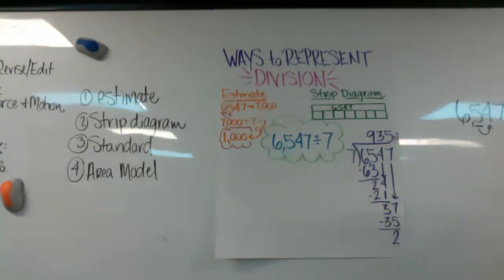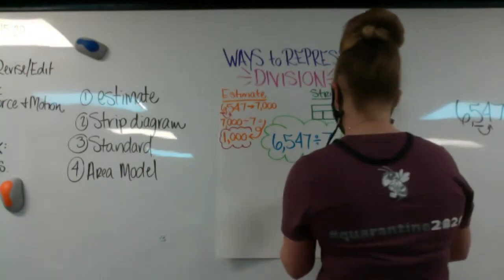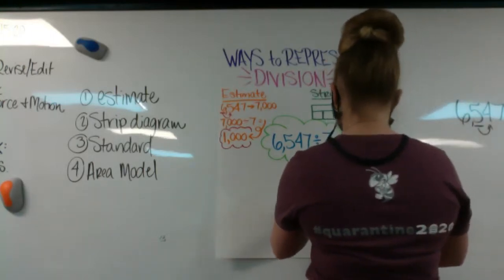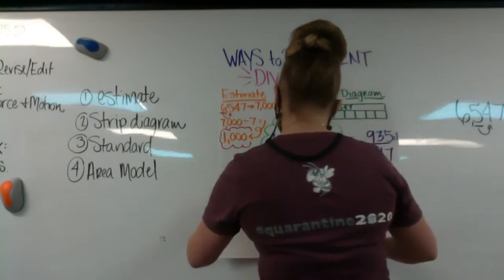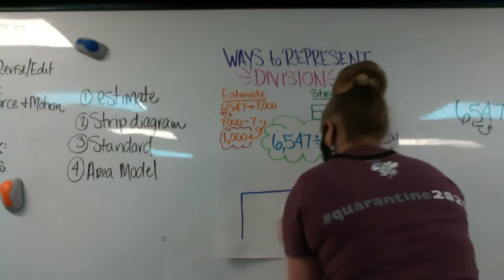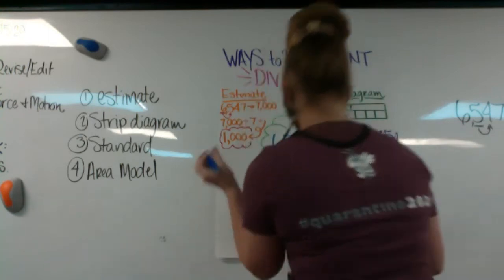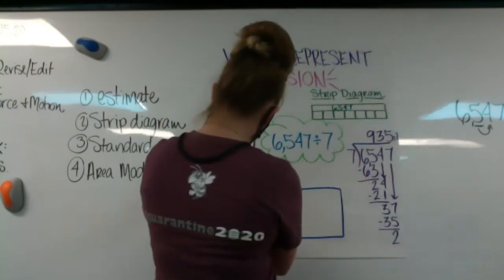Okay, last but not least, let's draw an area model. I'm gonna go for pink. Or maybe just a regular blue. Okay. All right, so our area model is gonna be a big rectangle, just like an area model for multiplication would be. And I'll write area model up here.